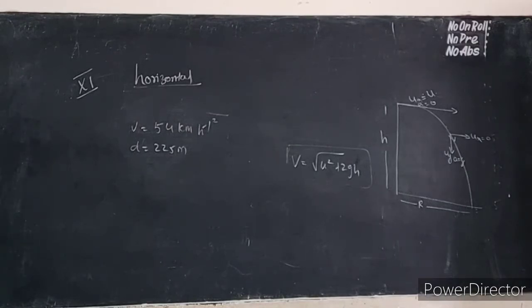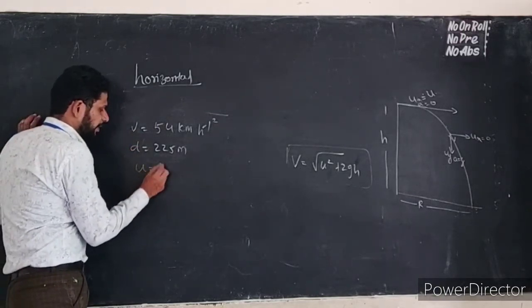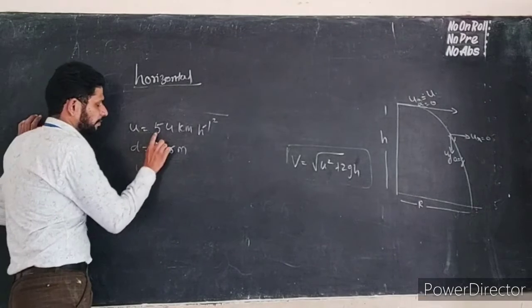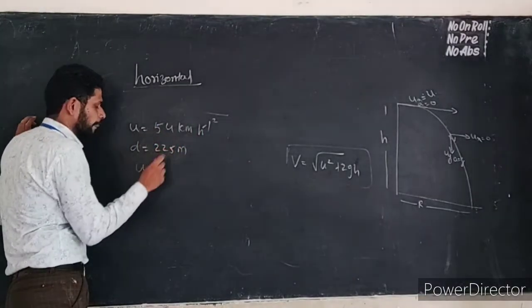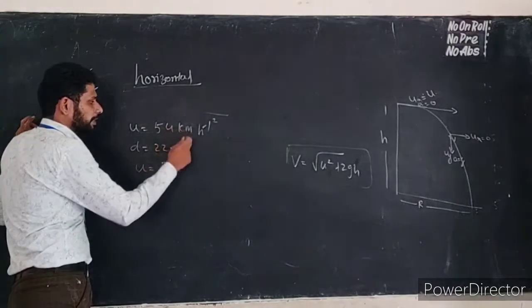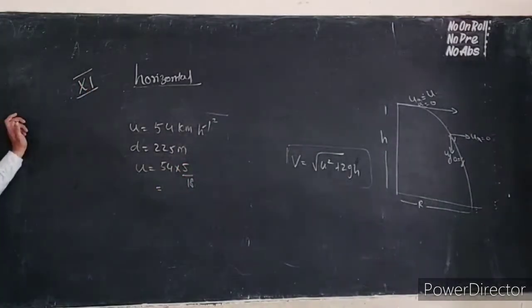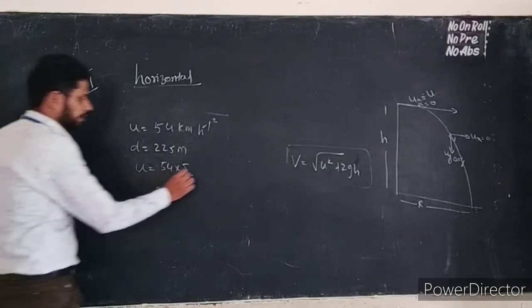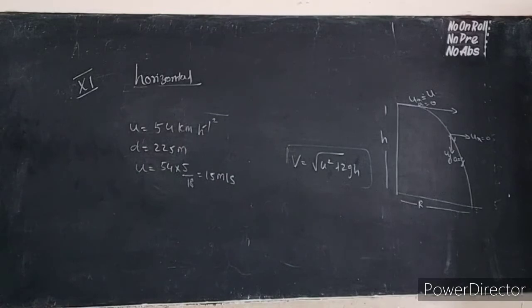So we know the final velocity of the train, v, will be 0, because the brakes were applied and it comes to rest. The initial velocity u is 54 km per hour. You have to convert that into meters per second, so multiply by 5 by 18. It will become 15 meters per second. This is the initial velocity of the object.